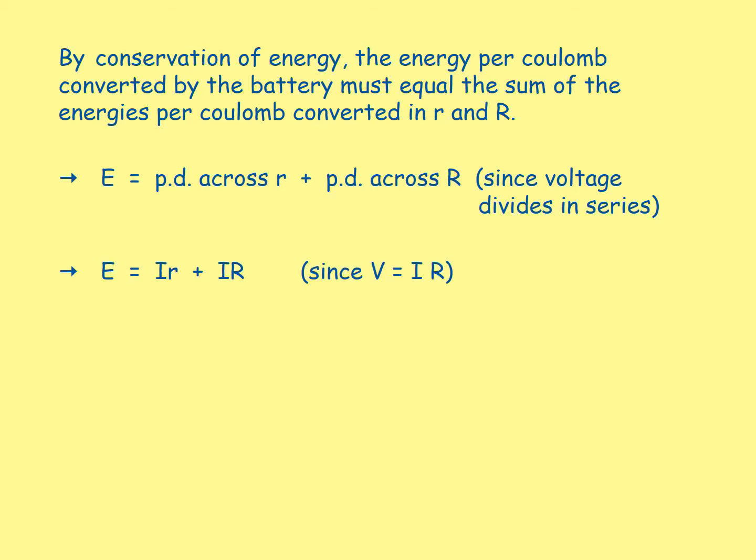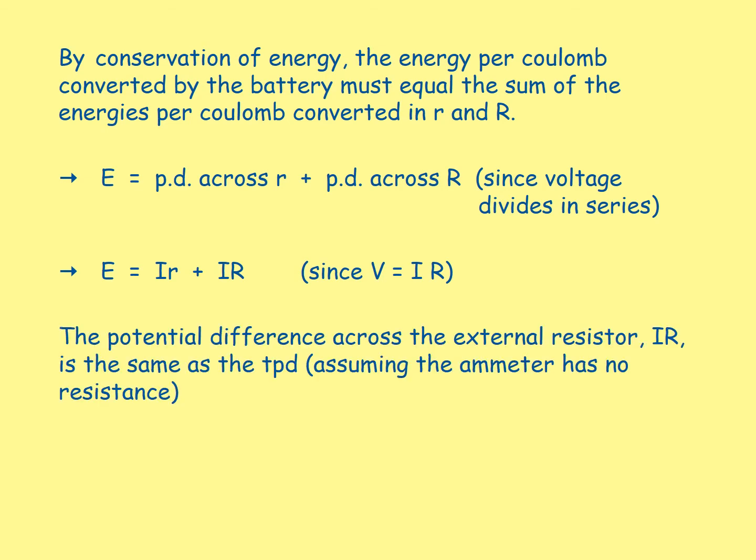Therefore, our EMF is equal to the current multiplied by the internal resistance plus the current multiplied by the variable resistor resistance, since V equals IR. The potential difference across the external resistor, IR, is the same as the terminal potential difference, assuming the ammeter has no resistance, i.e., the current multiplied by the variable resistor's resistance is equal to the terminal potential difference. So overall, the EMF is equal to the current times the internal resistance plus the terminal potential difference.